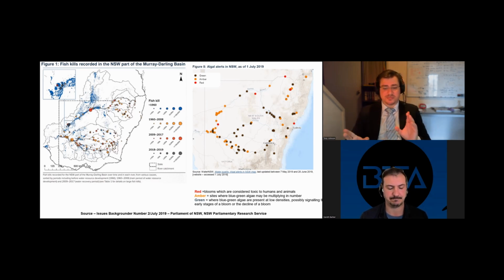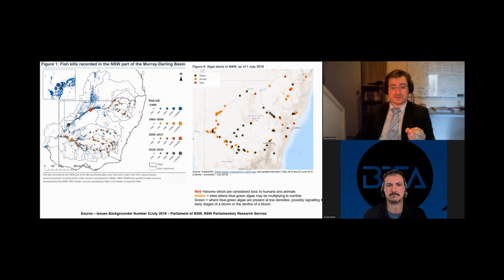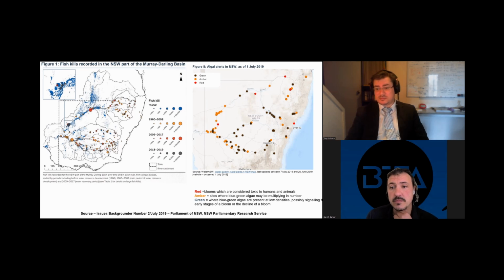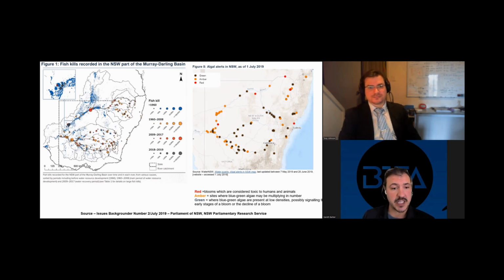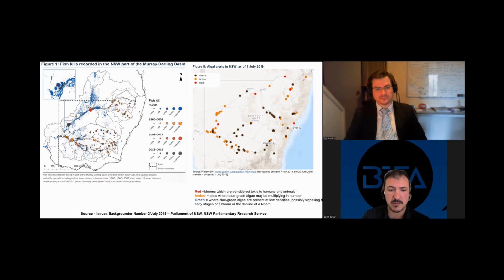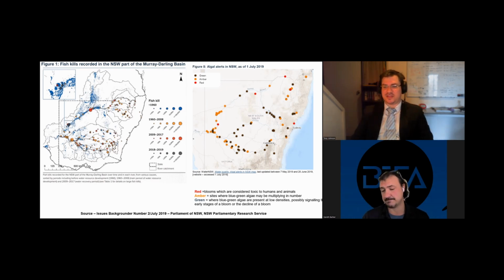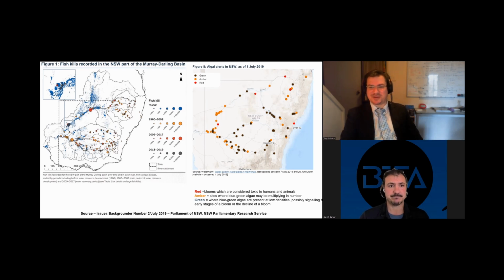So these were pulled from the Parliament of New South Wales, from the Parliamentary Research Service. They do a publication called the Issues Backgrounder, and this was from number 2 in July 2019, around the time of the many fish kills and things like that. So they're collating the data in 2019 and they're aware of something actually happening.